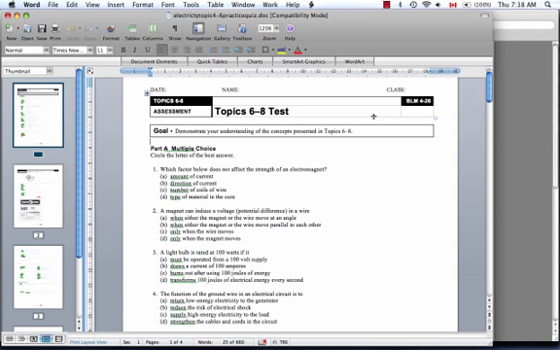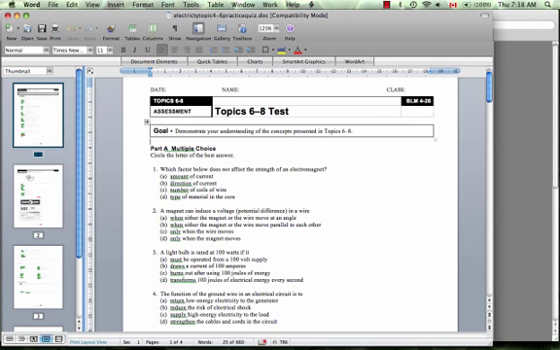Hi there. Let's use this practice test to review some of the concepts in electricity for topics 6, 7, and 8. And so what I'll do here is I'll go through some of the questions and try and provide a detailed explanation regarding what the answer should be and why.